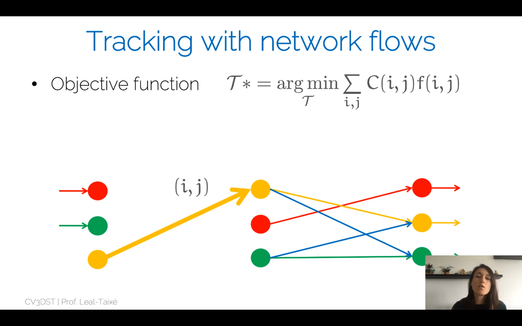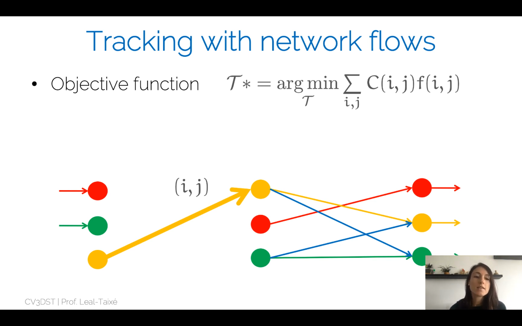And so now what becomes really, really important is to define these costs. The definition says that I want to find the path of minimum cost to send these commodities, these pedestrians, from the beginning of the video towards the end of the video. So it becomes really obvious that these costs are what is going to drive our tracking results.